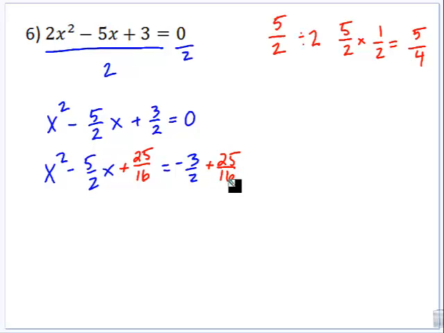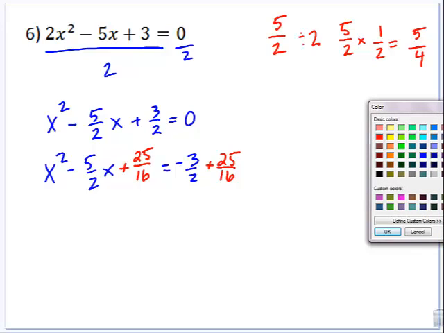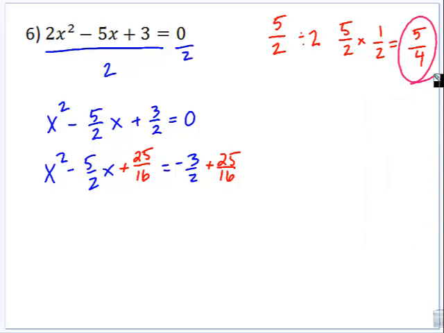The nice thing about writing out that information up there when we divided it by 2 is we now know what the perfect square is for this quadratic. It's just x minus 5 fourths squared. Because that 5 fourths is what 5 halves divided by 2 is, and it's also what the square root of 25 sixteenths is. So we'll change this to say x minus 5 fourths squared, and it's a minus sign here because we have a minus 5 halves x.